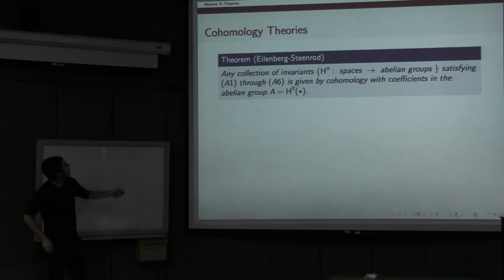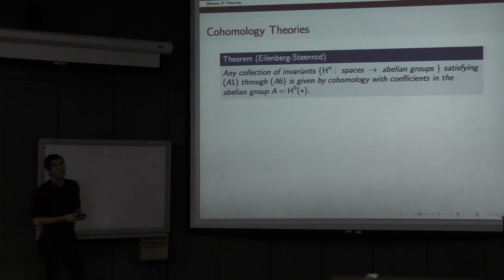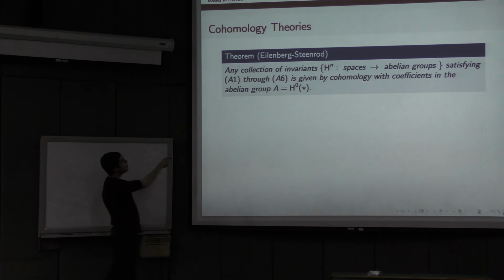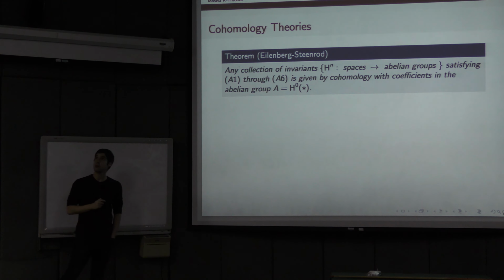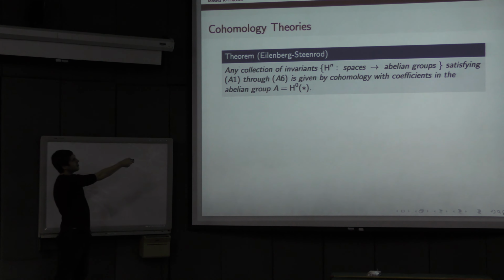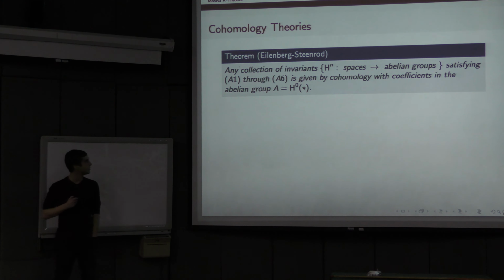So Eilenberg and Steenrod proved that if you have any invariants satisfying these axioms, then it was cohomology with coefficients in a certain abelian group A. And if you want to know what that abelian group A is, well, that's the abelian group that you can extract by taking the 0th cohomology group of a point.